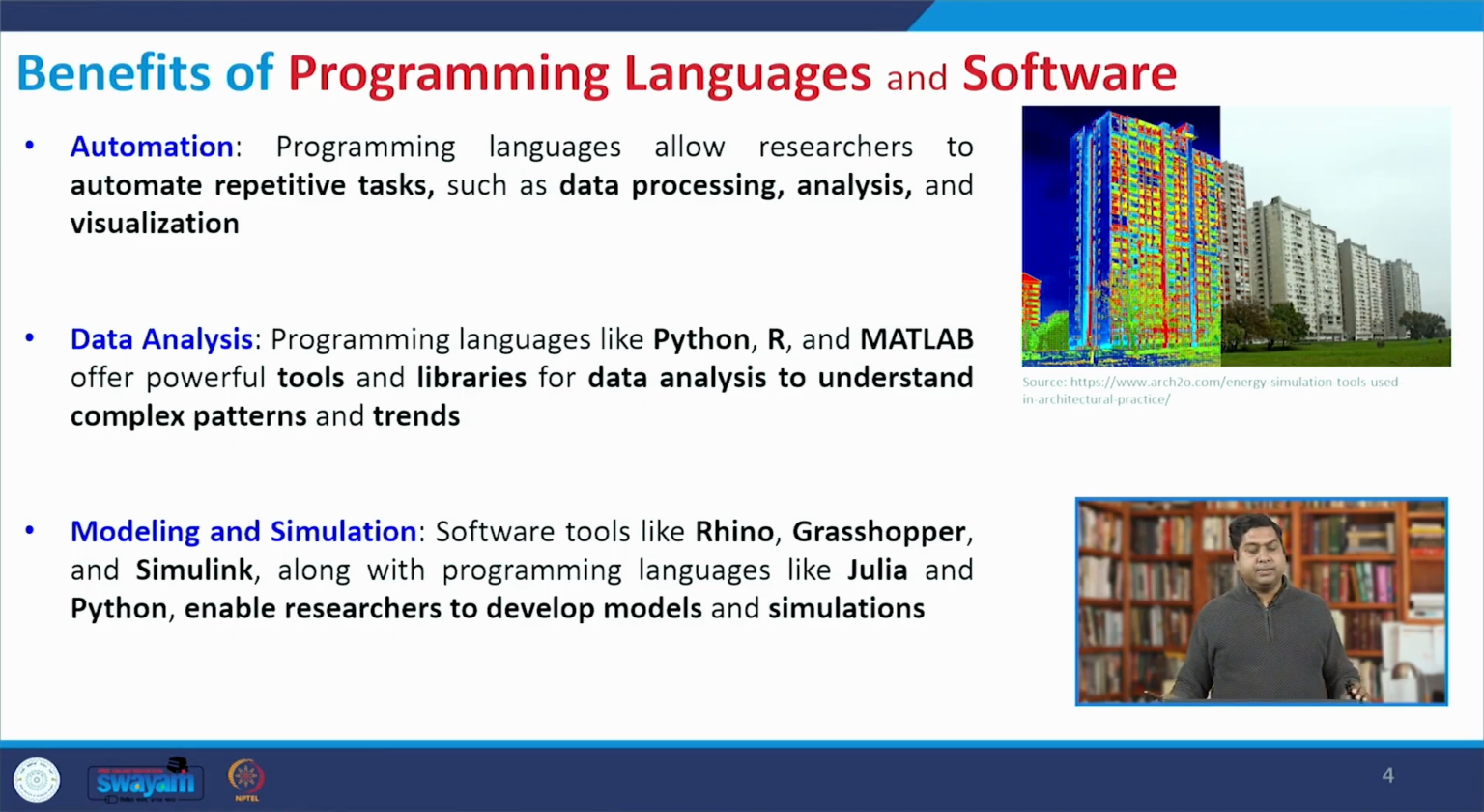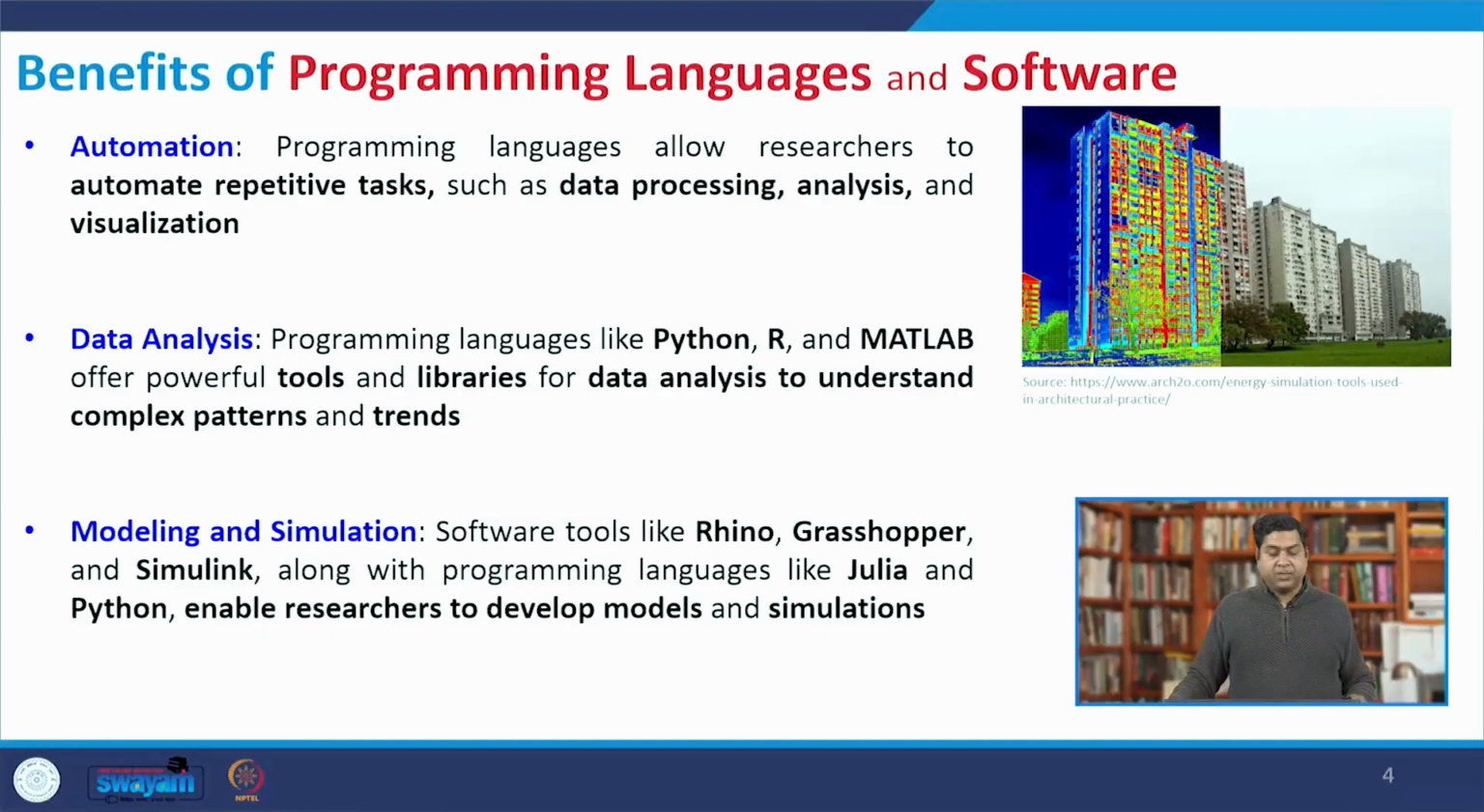Now let us discuss the benefits of programming languages and software, especially when you are conducting research or some experiment in the planning and architectural domain. The first one is automation. Programming languages allow researchers to automate repetitive tasks such as data processing, analysis and visualization.